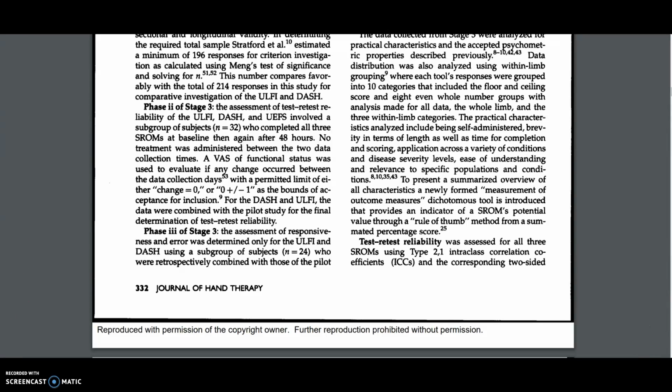No treatment was administered between the 2 data collection times. So nothing was done from the initial time that they gave the patient all 3 of the outcome measures till 48 hours later. They initially gave them the 3 outcome measures, and then 48 hours later, they gave them to them again without doing anything.